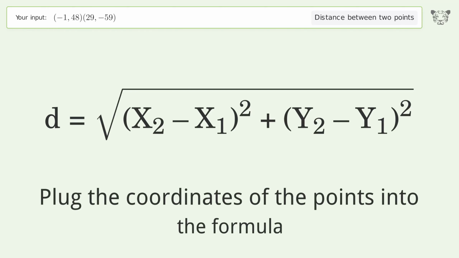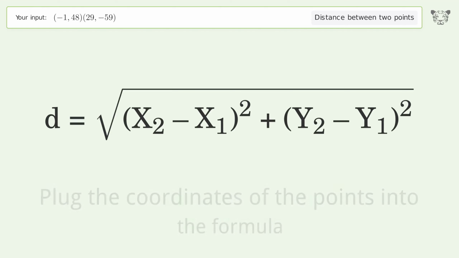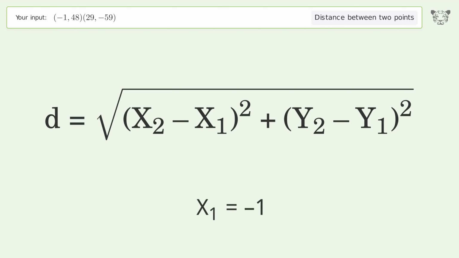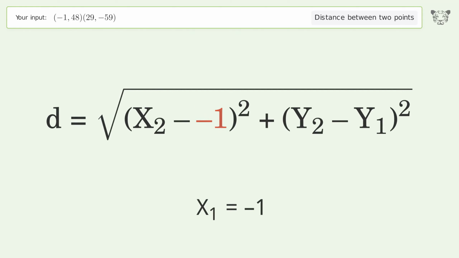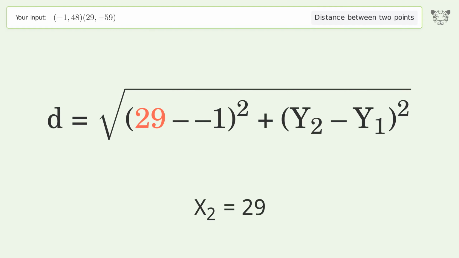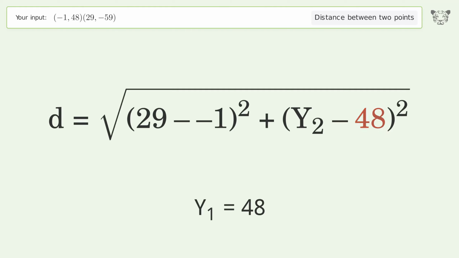Plug the coordinates of the points into the formula. x1 equals -1. x2 equals 29. y1 equals 48. y2 equals -59.